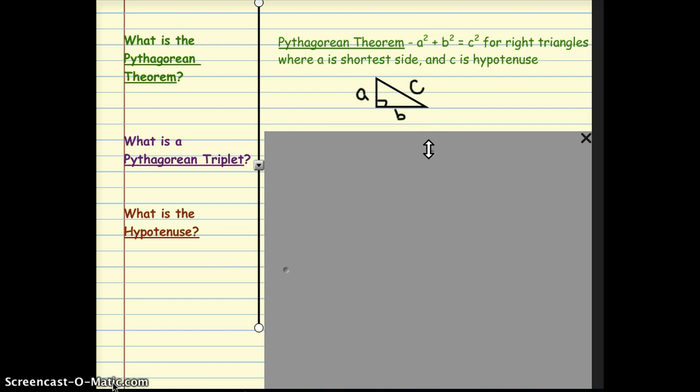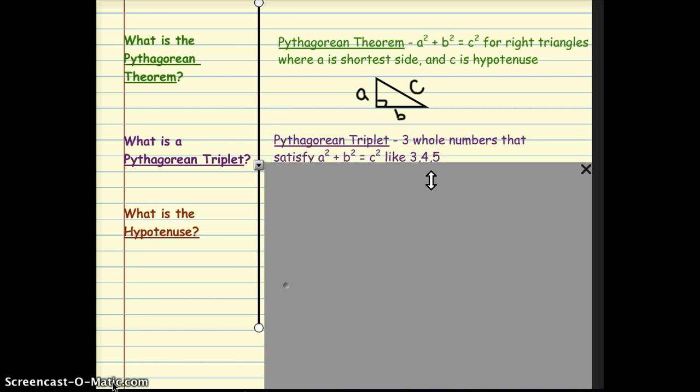The Pythagorean triplets, what are those? Well, triplets are three whole numbers that satisfy a squared plus b squared equals c squared, like 3, 4, and 5. If we do 3 squared, we get 9, 4 squared is 16, 9 plus 16 equals 25, which is 5 squared.